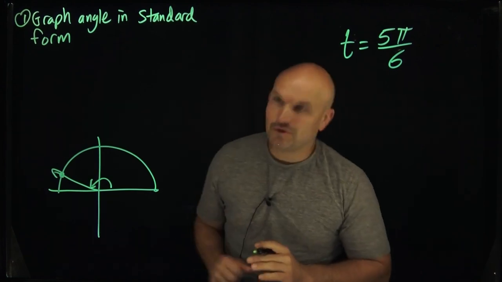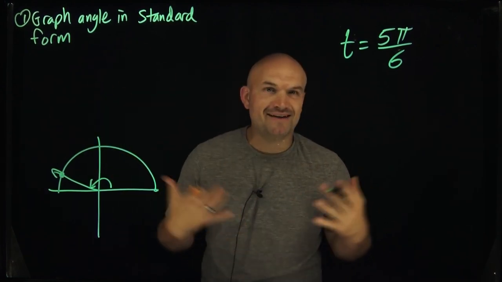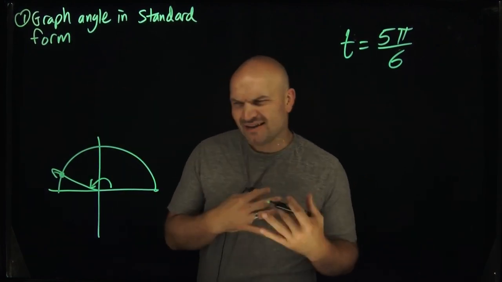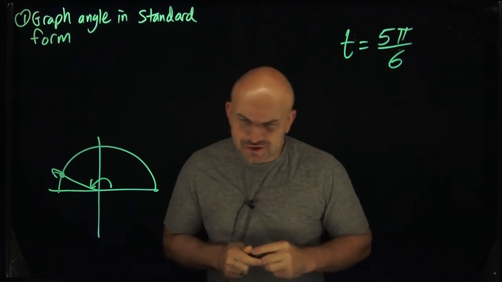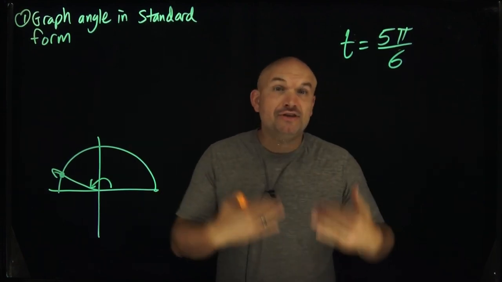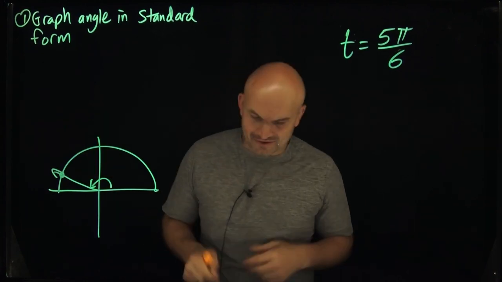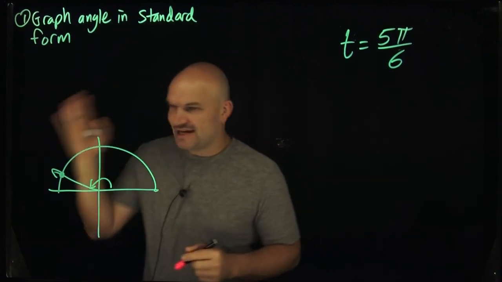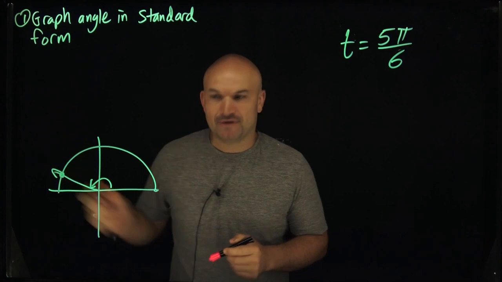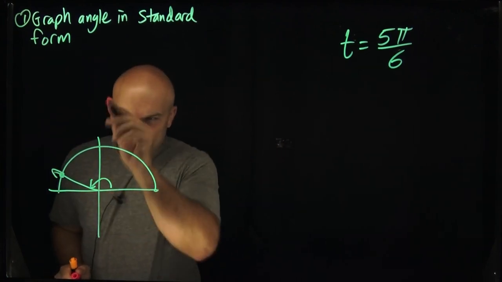Okay, now I graphed that angle rather quickly in standard form because obviously I've been doing this a lot. But if you're kind of like, how'd you know how to graph that? Like, what'd you do exactly to get to that point? Make sure that you know how to graph your trigonometric angles. But just to be nice, let's do a runaround of how to graph your angles in standard form. So we're gonna have an XY axis, right?